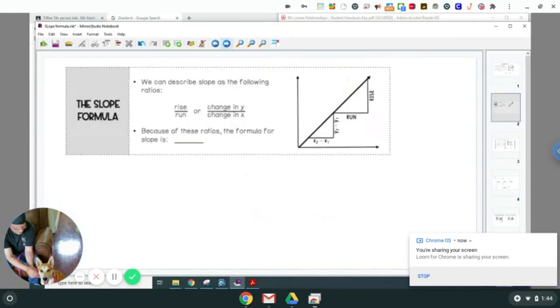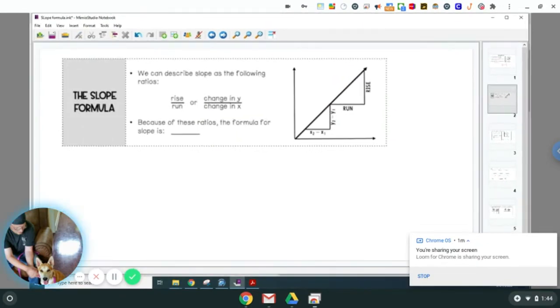Oops, sorry, guys. So the formula is rise over run, or the change in y over the change in x. So because of the ratios, the slope formula is, I'm going to write it down here. We call it y2 minus y1 over x2 minus x1. And what that means is it takes the x and the y of one point and subtracts the x and the y from the other point.